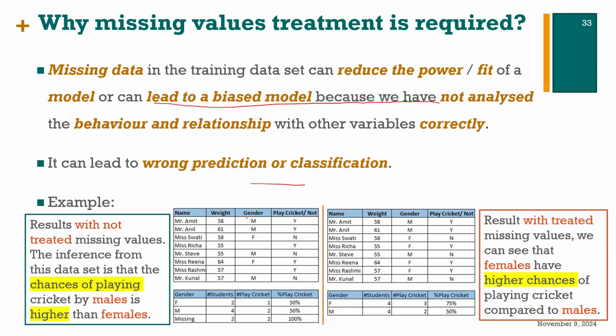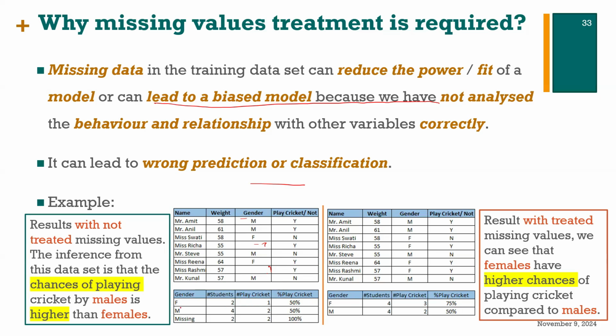Look at this example data set. You can see we have the weight, the gender, and whether we play cricket or not. You can see we have male, female. This is missing. We don't know if this person is male or female. So we don't know if this one is male or female. There are two missing there. So if you don't treat it, when you try to calculate and check who is playing cricket or not, you're going to have wrong information.